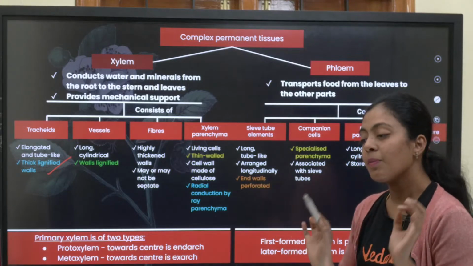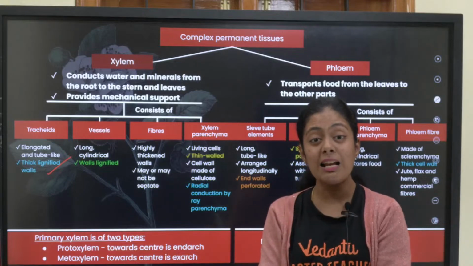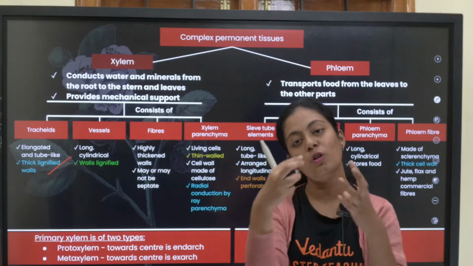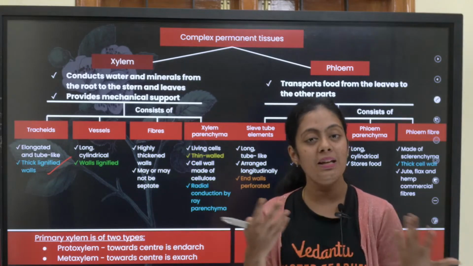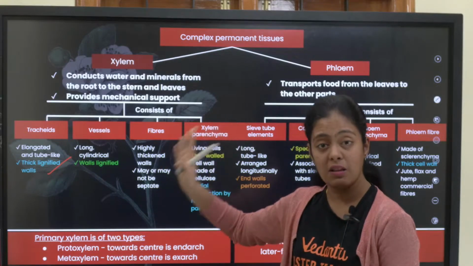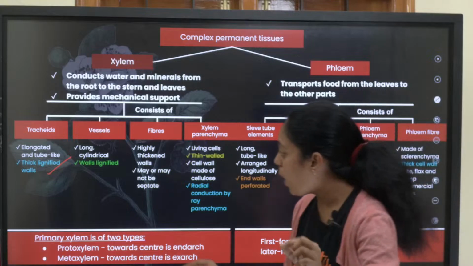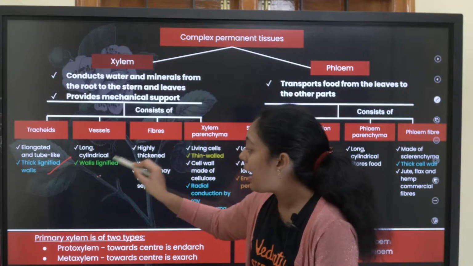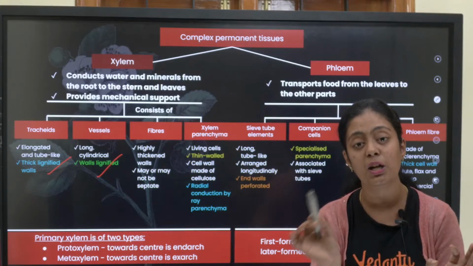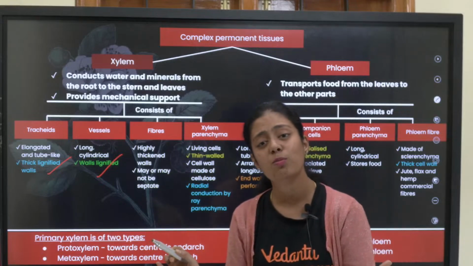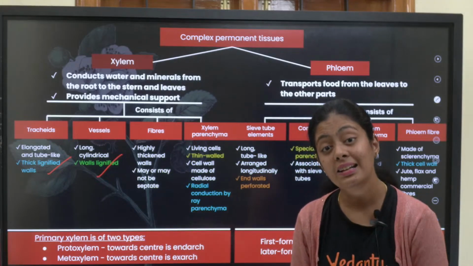Okay, vessels. What are these vessels? Think of a pipe. What is that pipe going to do? It helps in transport. Similarly, vessels are the ones that help in transport. They have long cylindrical walls and they are lignified. Both are lignified. That means what? If they are lignified, they are dead.